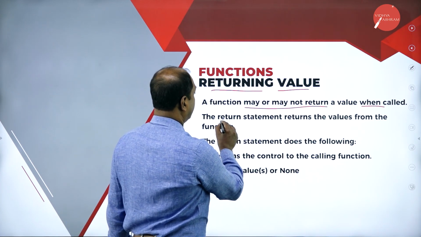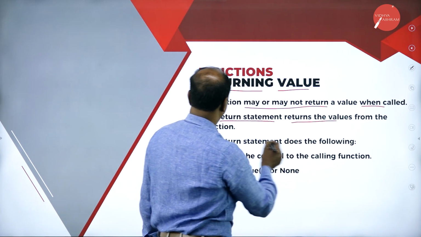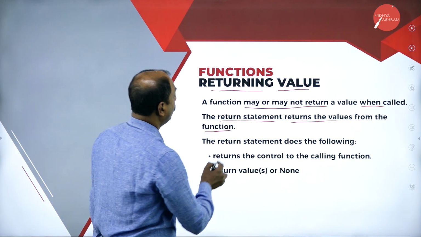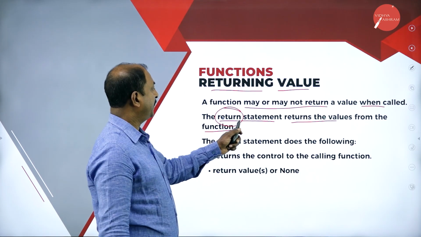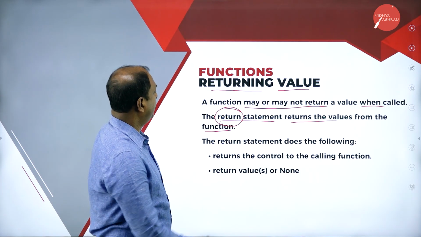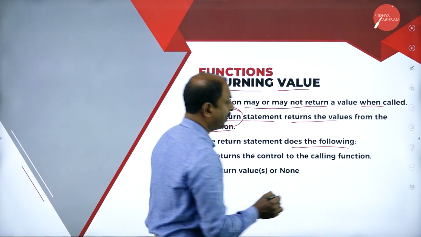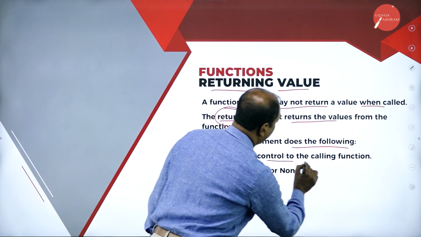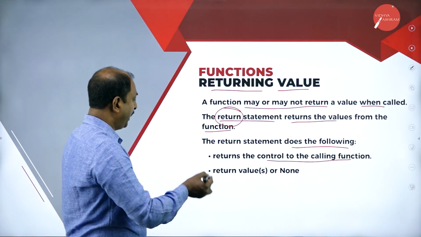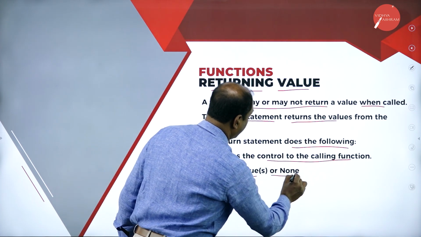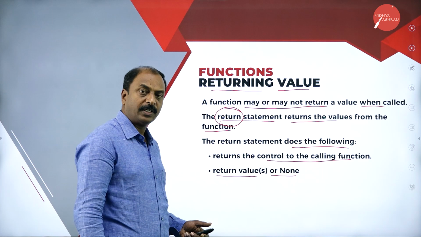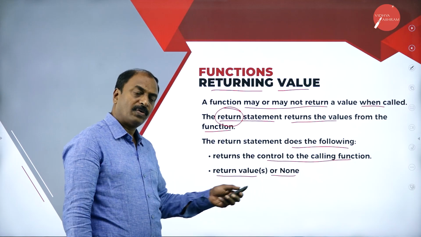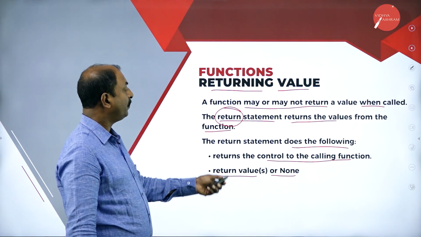The return statement returns the value from the function. Suppose we want to return a value from a function, we have to make use of a return statement. Return is a keyword. The return statement does the following. There are two functions of this return statement. One is that it returns the control to the calling function. The next one is that it returns values or none, meaning it returns a value because every function may or may not return a value. So these are the functions of the return statement.